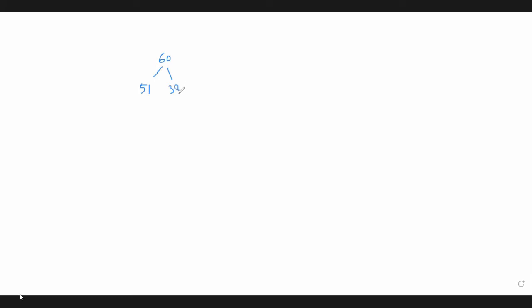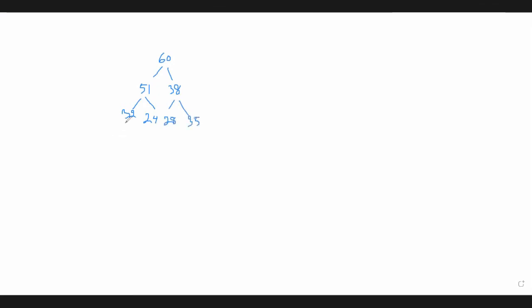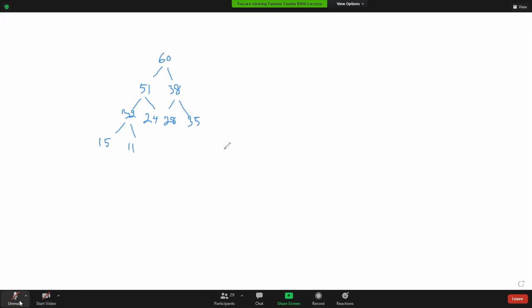So 60 is the root node, 51 and 38 are the children of 60. 51 has 2 children, 32 and 24. 38 also has 2 children, 28 and 35. And 32 has 2 children, 15 and 11. So is it a complete binary tree? How many levels are here? In this tree there are 4 levels.